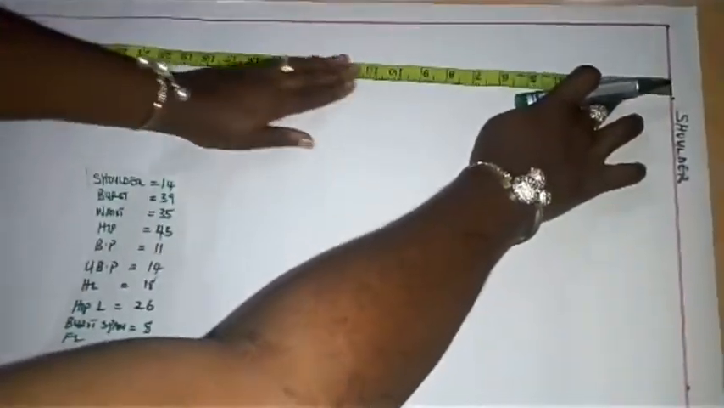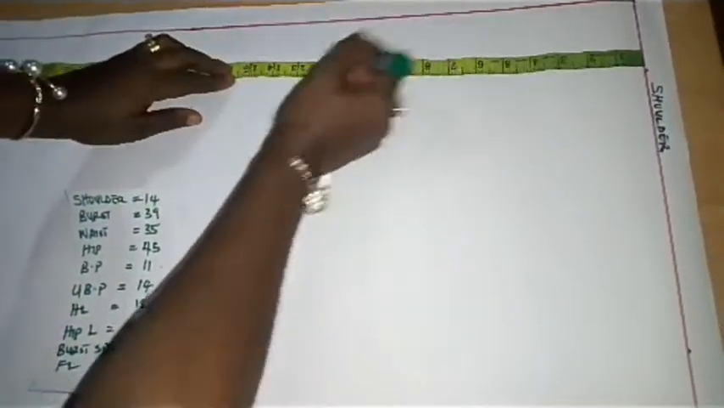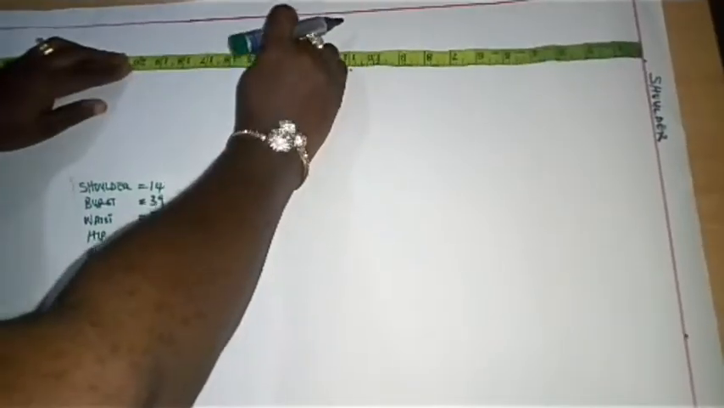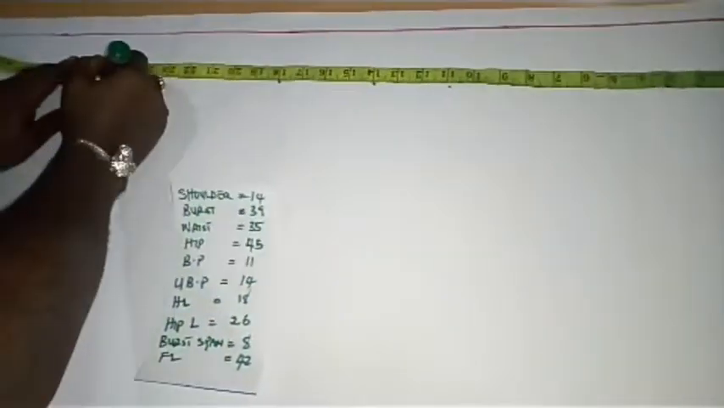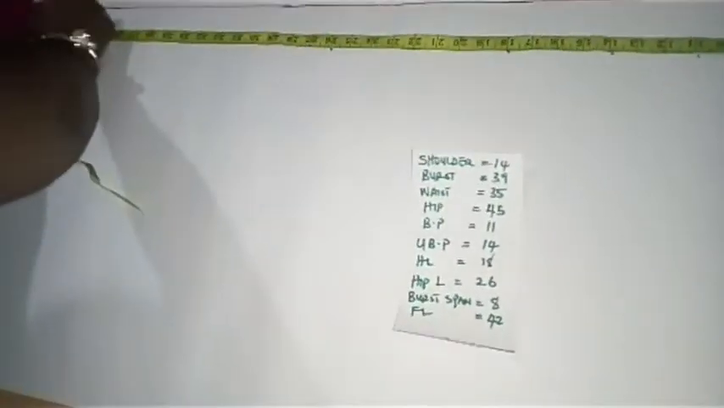So I'm going to transfer my vertical measurements right now, as usual, starting from our shoulder line, and I have a bust point of 11, under bust 14, half length 18, hip length 26, and full length of 42.